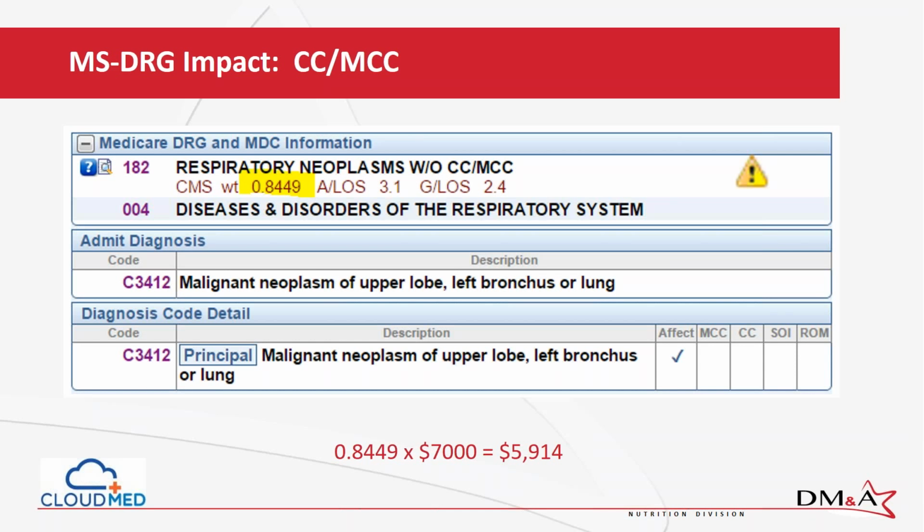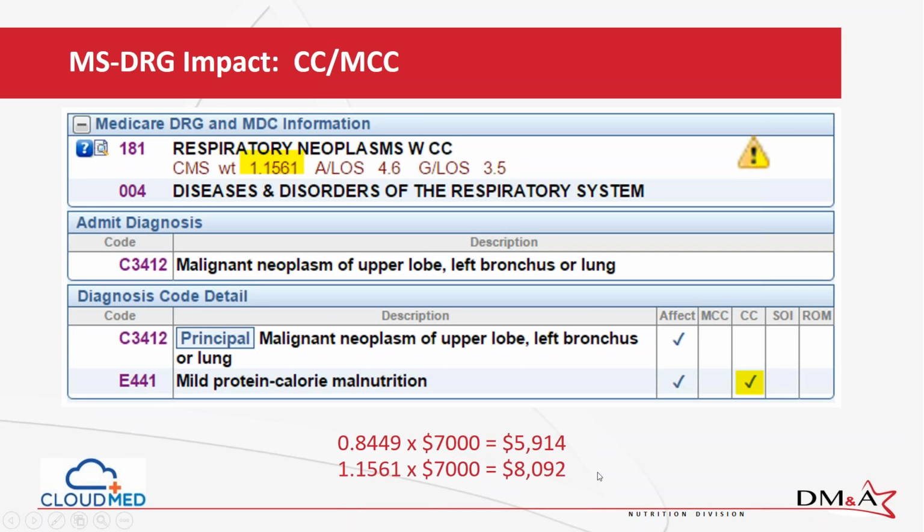So going on to the next slide now, we can see the impact by adding a CC diagnosis, which is in this case the E44.1, the mild protein calorie malnutrition. When you add that diagnosis to the case, you can see now the DRG shifts to 181, and the weight of that DRG now with a CC is over 1.1561. And when you multiply that by the blended rate, now we can see that the reimbursement has improved from over $2,000. So we went from $5,914 to $8,092 expected reimbursement by the addition of that CC diagnosis.